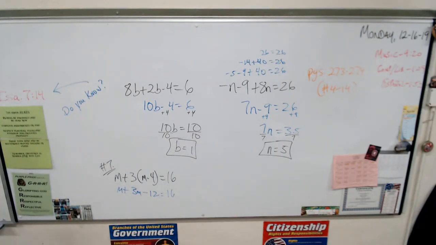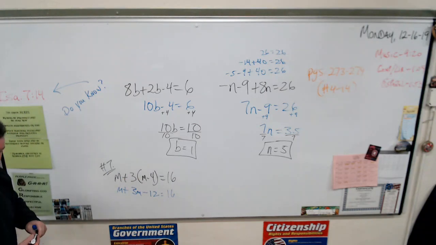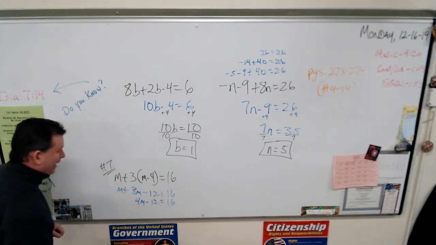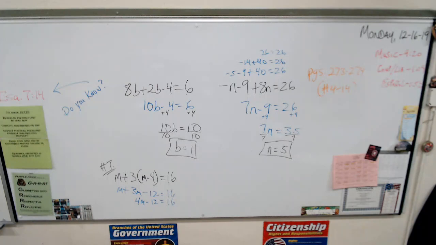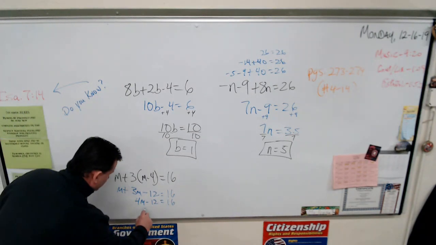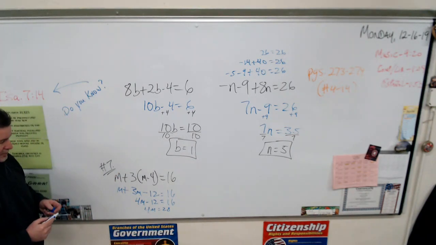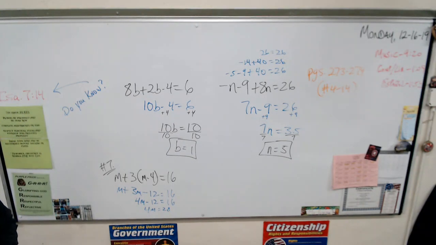Combining like terms, I have a positive 1m and a positive 3m. How many m's do I have? 4. Thanks. 4m minus 12 equals 16. How do I get rid of the 12? They've subtracted 12, so I add 12 to both sides. 4m equals 28.